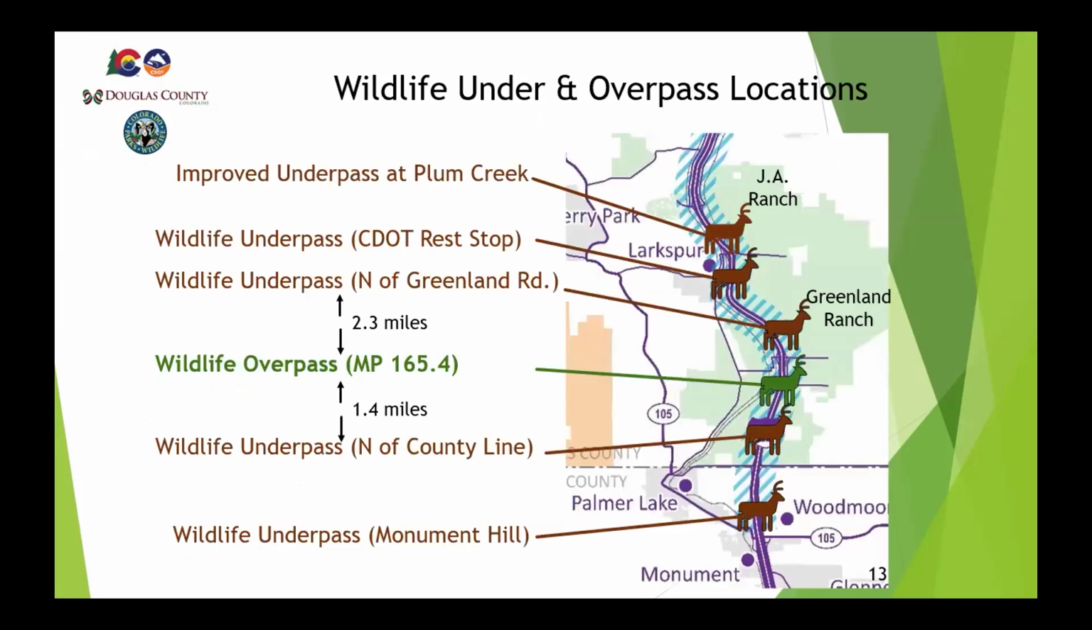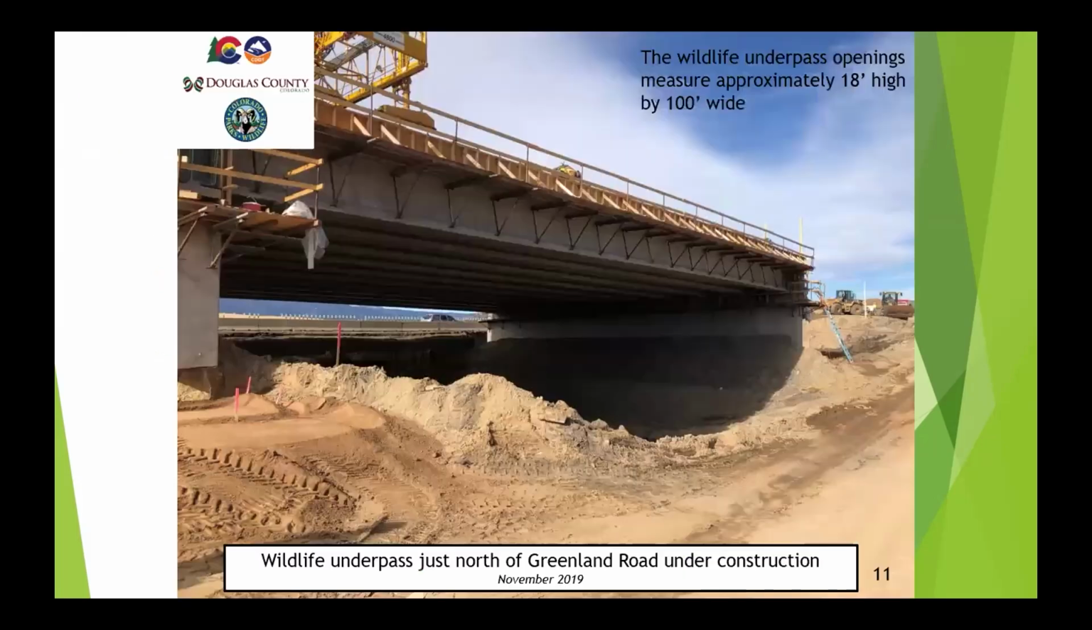This is a blow up of our wildlife mobility plan in the I-25 gap area. The brown deer represent the underpasses. One is in northern El Paso County down by Monument, the other 4 in southern Douglas County. And the green one is the location of the wildlife overpass that is now under construction. And those of you that are going on the Douglas County tour will get to see that on Wednesday.